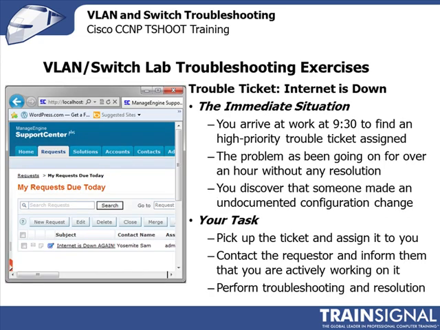So here's the trouble ticket. You, as a technician, come in at 9:30, your scheduled work time, and you find a high priority trouble ticket assigned. And it says the internet is down. The problem has been going on for over an hour without any resolution. And you discover just from some investigation that someone on the network team has made an undocumented configuration change, which is one of the things that can frequently happen.